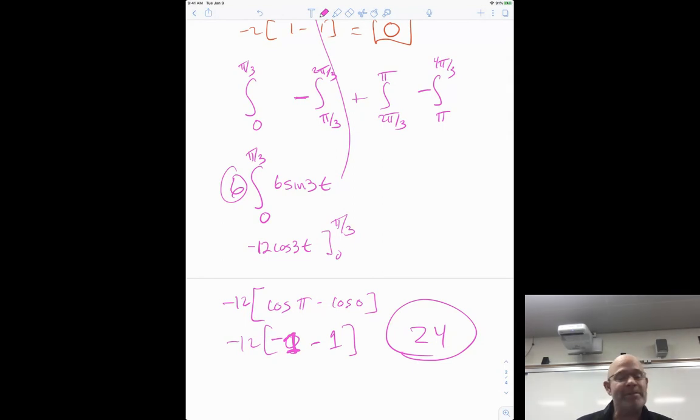So displacement and total distance traveled are really the two things here. The displacement is the easier question. You just integrate velocity and you'll get the displacement. But if you have to figure out how far it traveled, you've got to figure out when the thing is positive, when it's negative, and then treat the negative area as positive area. That's it.